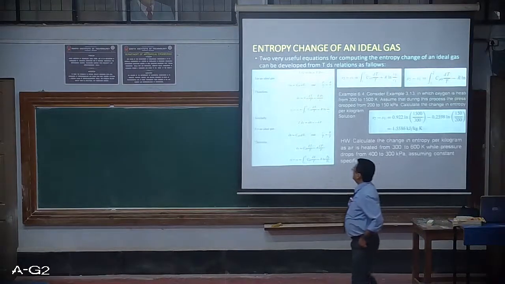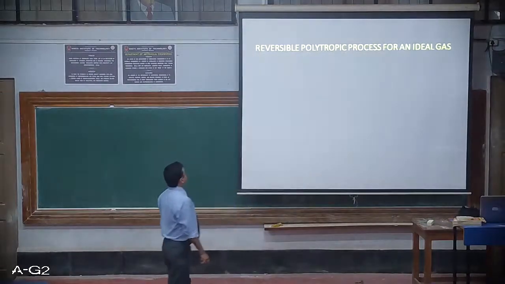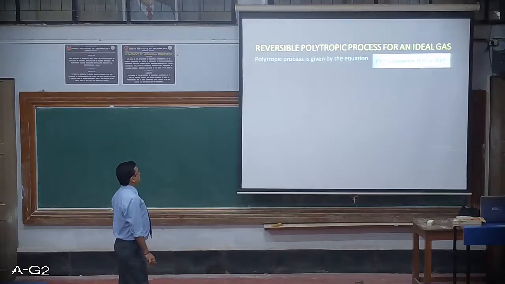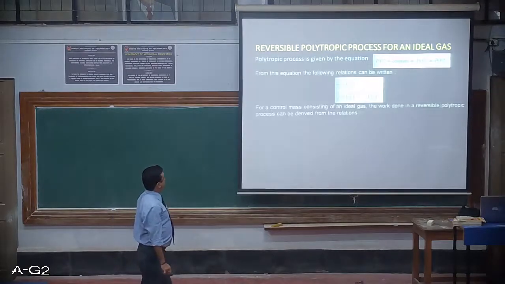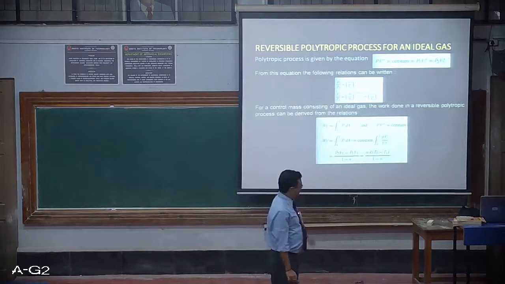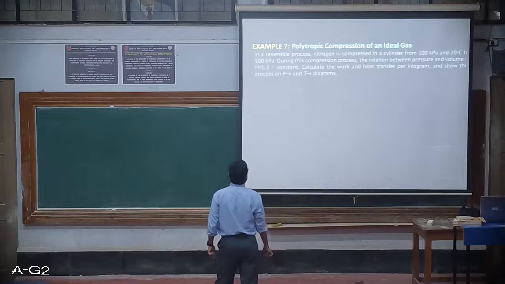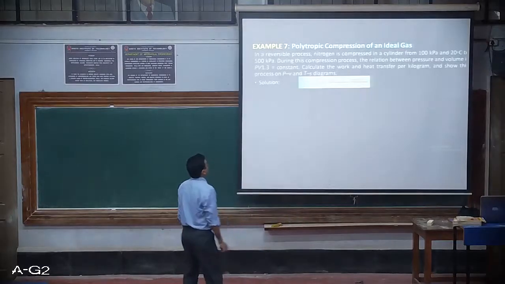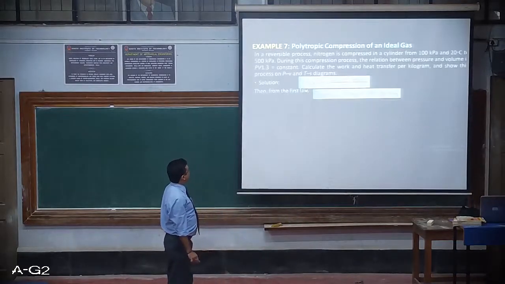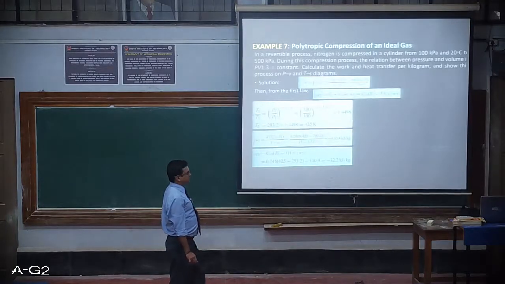One problem is given to you as a homework. Just go through that. A reversible polytropic process for an ideal gas. So we have developed some combination of properties, and we solved one problem on polytropic compression of an ideal gas. So up till this we covered in the last class.